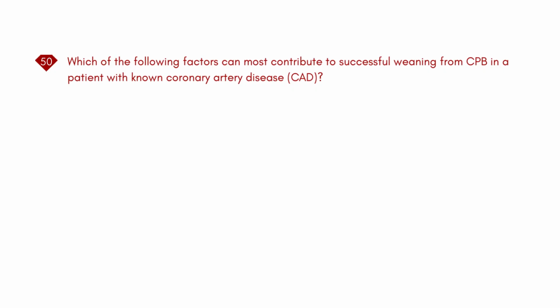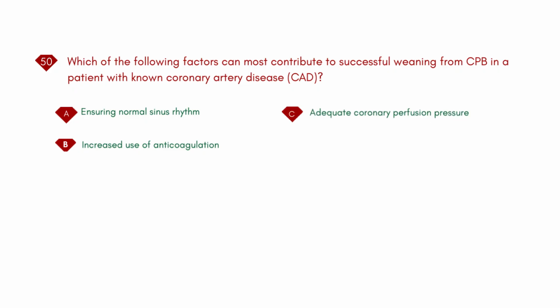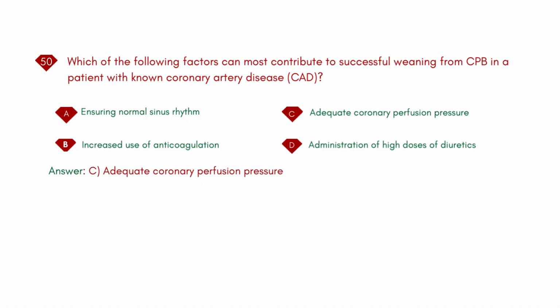disease, CAD? A. Ensuring normal sinus rhythm. B. Increased use of anticoagulation. C. Adequate coronary perfusion pressure. D. Administration of high doses of diuretics. Answer: C. Adequate coronary perfusion pressure.